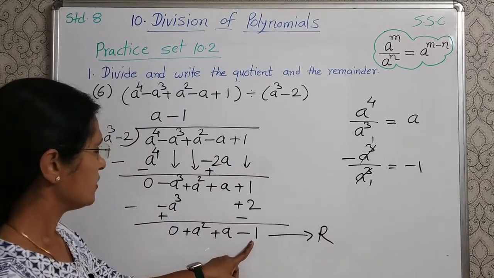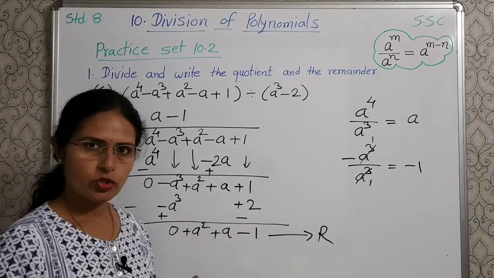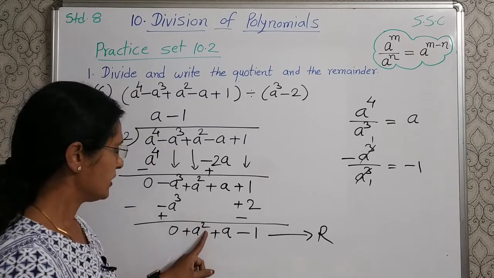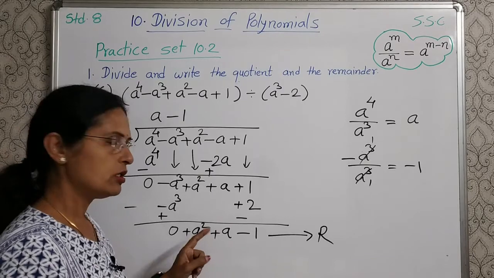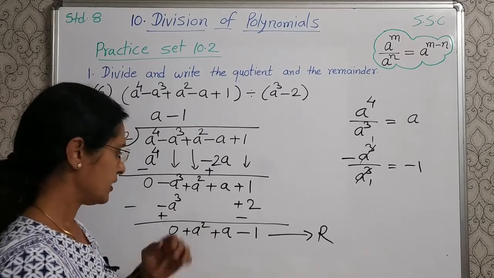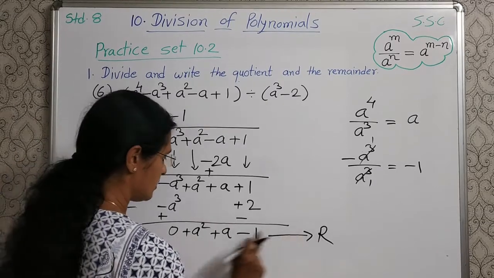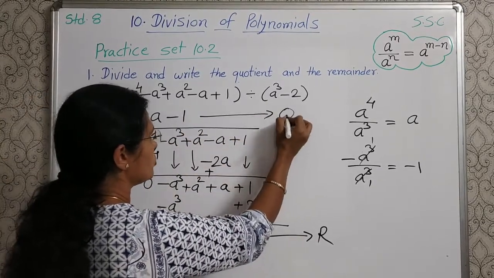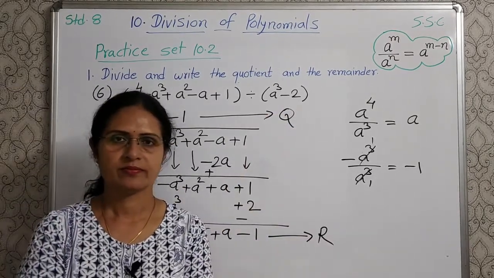So we can end the division whenever we get 0 as a remainder or we get a remainder whose degree is less than the degree of the divisor. Now here we got the degree of the remainder less than the degree of the divisor. So we stopped here. This is the remainder and a minus 1 is the quotient. This is the quotient, a minus 1.